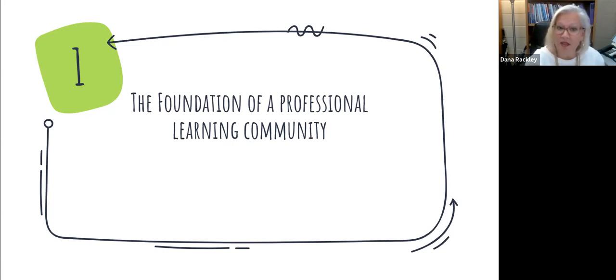Same thing with acronyms. Educators, we are known for throwing around acronyms like crazy. There's an acronym for everything, but you want to make sure that everybody that's on your team, everybody that's in your building understands what you're saying when you're just throwing around some acronyms. Make sure they know what that really stands for and what that means.